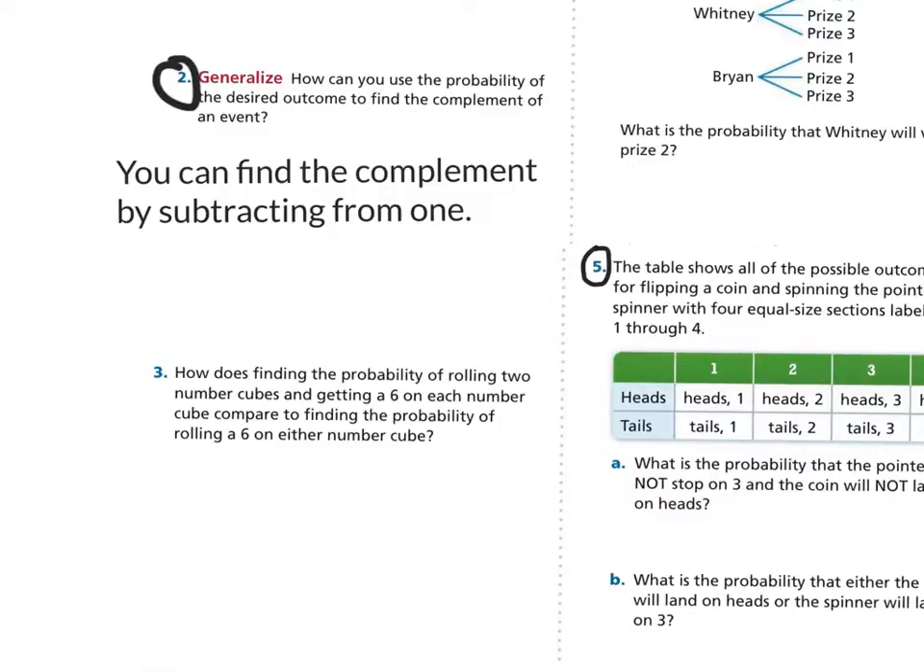So you can find the complement by subtracting from 1. So if the probability of something is 1/5, if you take 1 minus 1/5, the complement would be 4/5.